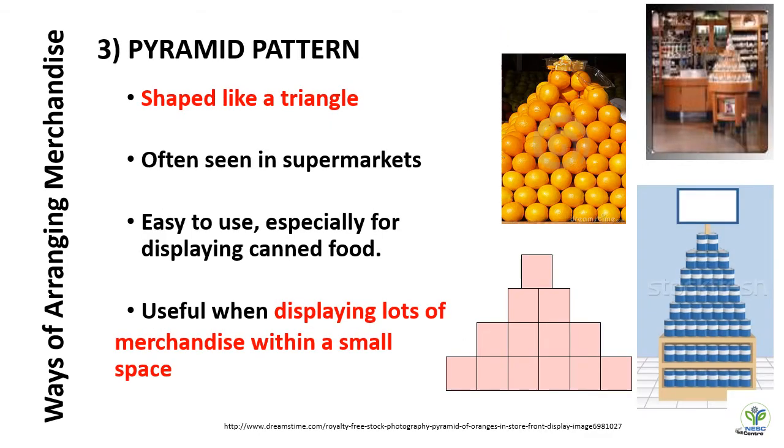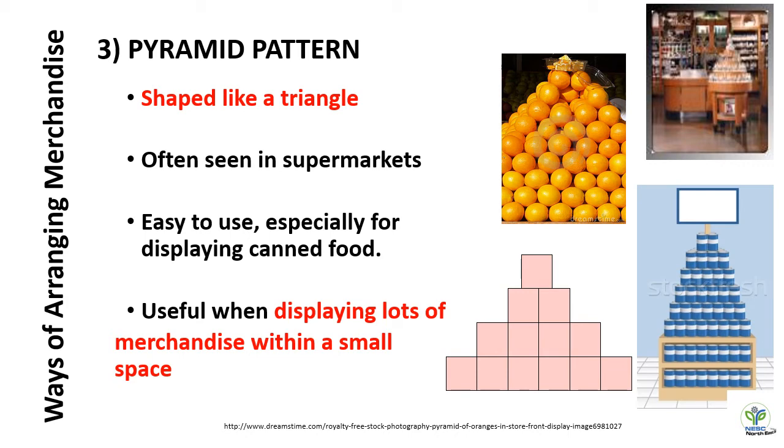The third type is the pyramid pattern. Shaped like a triangle, it is often seen in supermarkets. It is easy to use, especially for displaying canned food. It is useful when displaying a lot of merchandise within a small space. The pyramid principle applies to a triangular merchandise display.